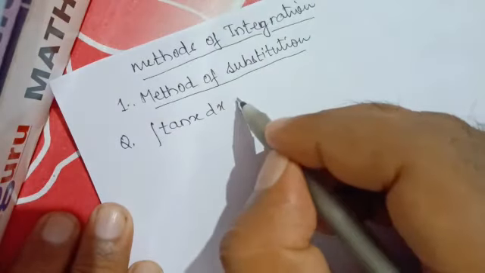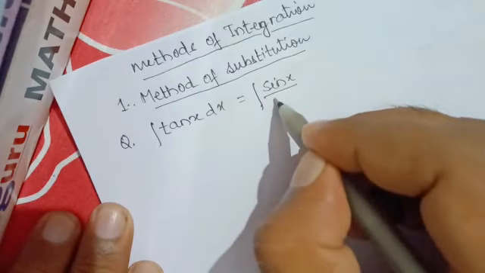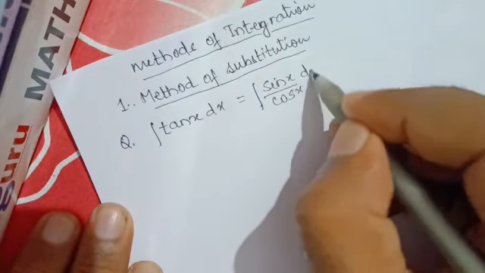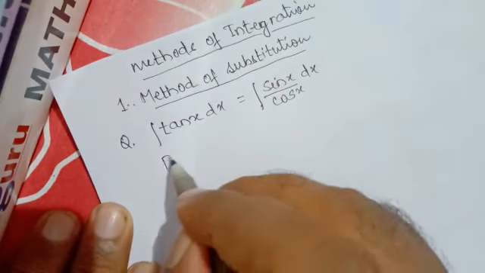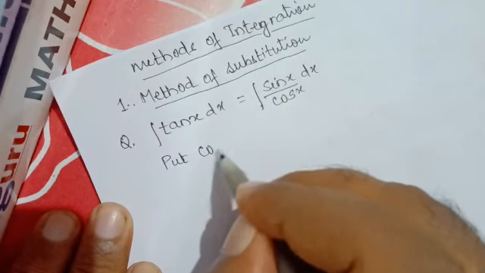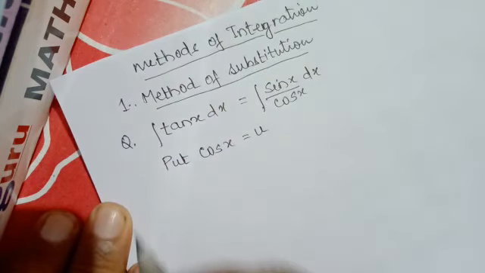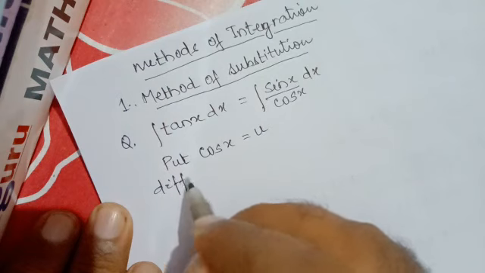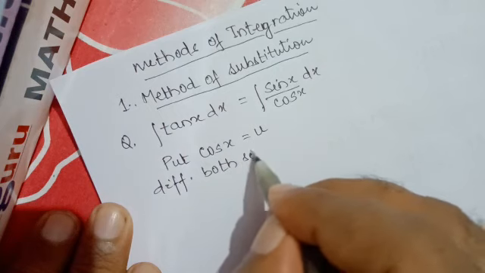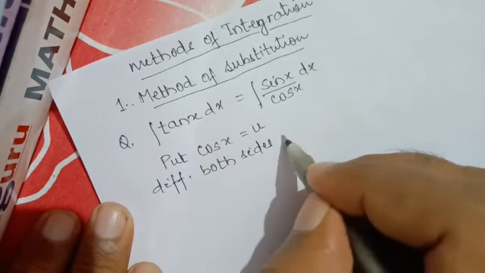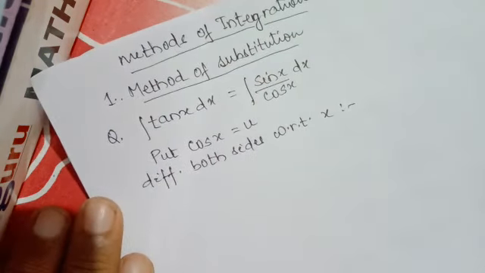See, tan x should be written as sin x upon cos x dx. See how we apply substitution. Put cos x equals u. Now differentiate both sides with respect to x.